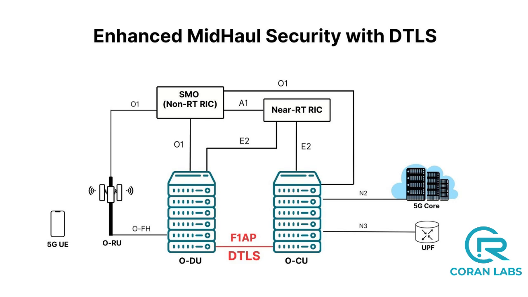In case of a multi-vendor environment, when we have DU and CU from different vendors, securing the interface between O-CU and O-DU becomes particularly important. In this video, we will explore how DTLS can be employed to secure the mid-haul interface. DTLS, or Datagram Transport Layer Security, is used for confidentiality, authentication, as well as integrity, ensuring that data has not been tampered with during transit.